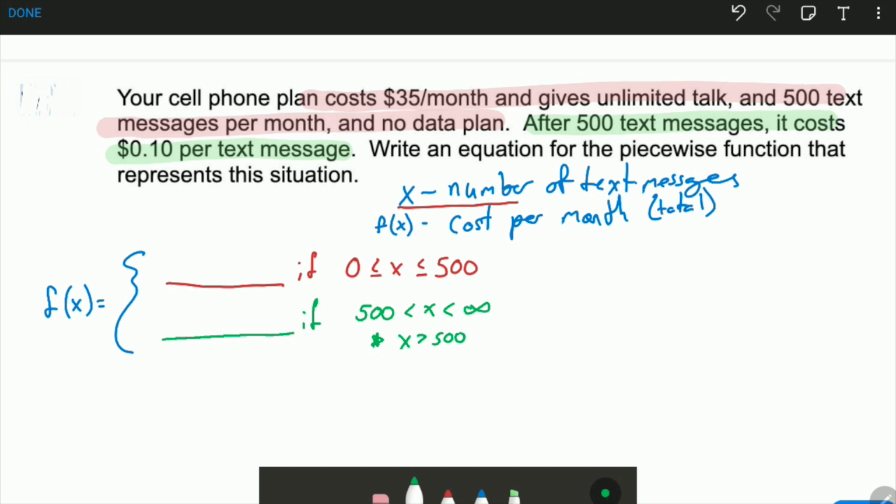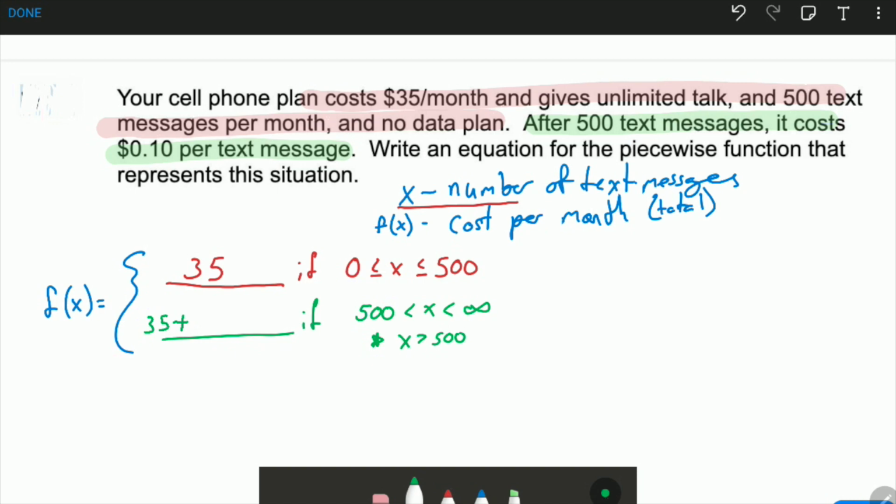Now for the equations. So let's go back to the first one. The first one is the flat rate, $35 per month, unlimited talk, 500 messages. So there's no variable involved with that because it's just a flat rate per month. The second one, we still have to pay that $35 if we go over. So if we go over our 500 messages, we're paying the $35 plus 10 cents per text message.